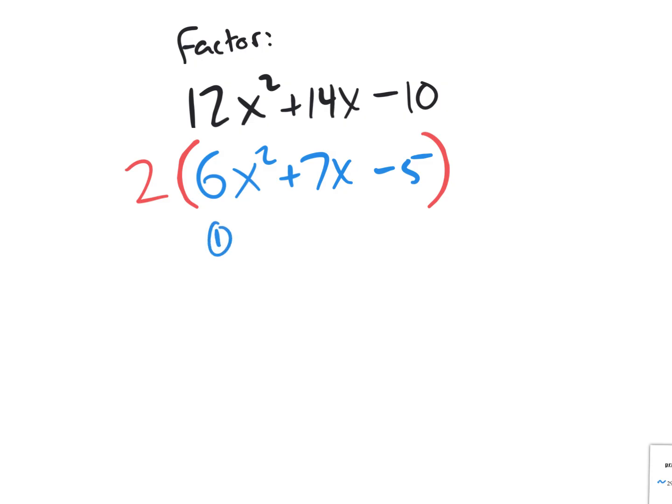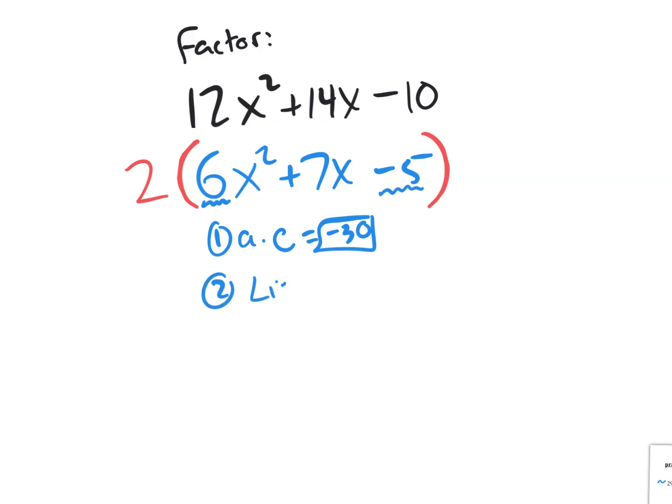Step 1 is to multiply a times c. So that's 6 times -5. That'll give you a -30. That is step 1 on this multi-step process of factoring. And we are factoring only the inside blue quadratic trinomial that has an a value of 6. So 6 times -5 is -30. You move on to the second step.